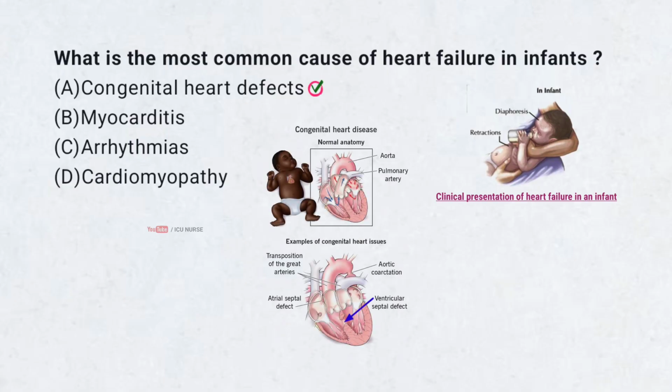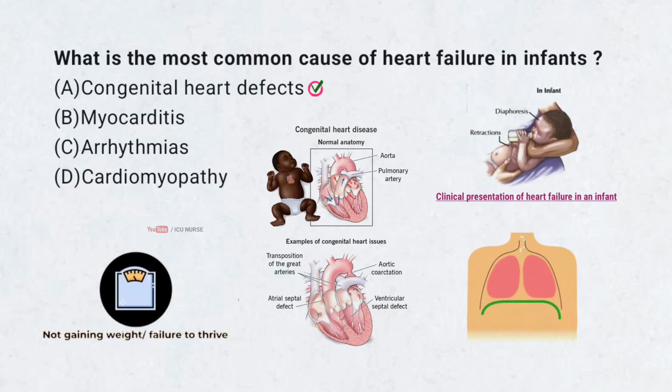Congenital heart defects like VSDs cause 80% of infant heart failure. Left to right shunts increase pulmonary blood flow. Symptoms include poor feeding, tachypnea, and failure to thrive. Medical management controls symptoms until surgical correction. Early detection improves outcomes.